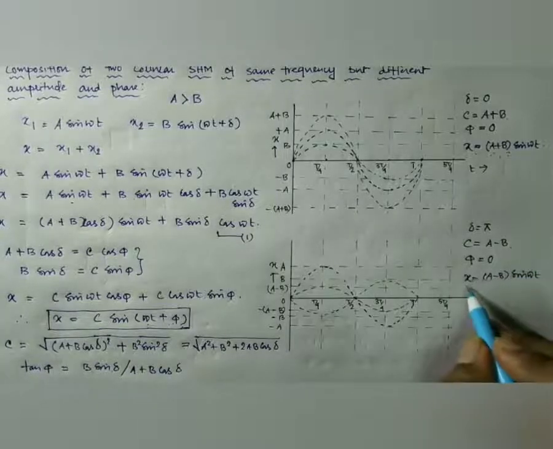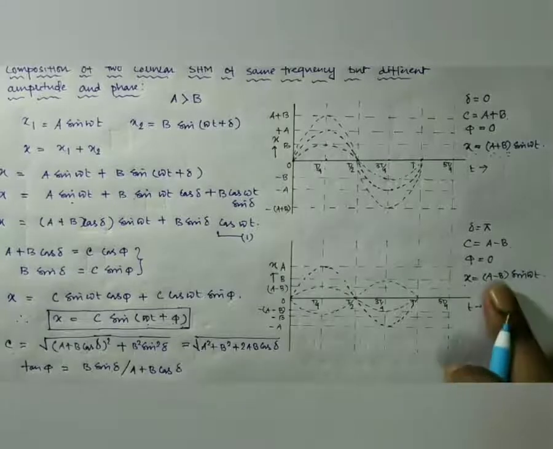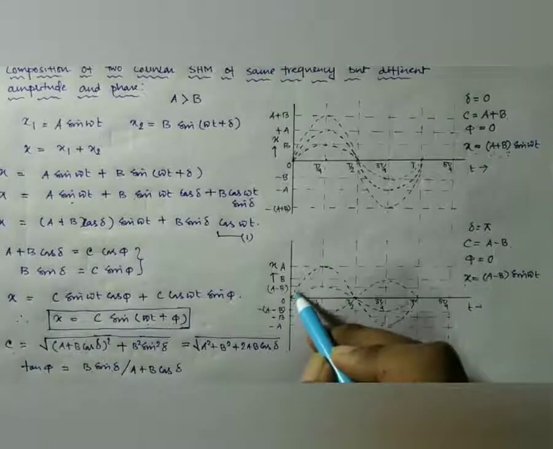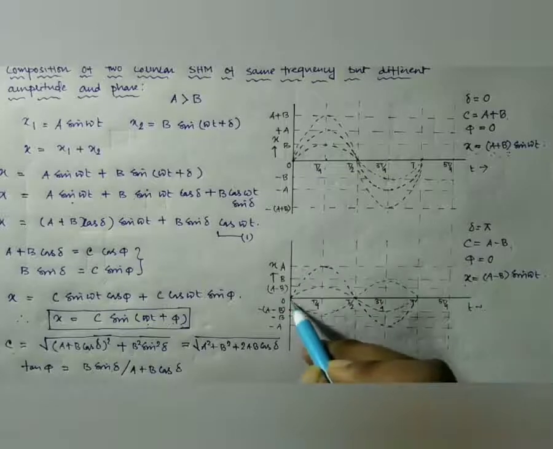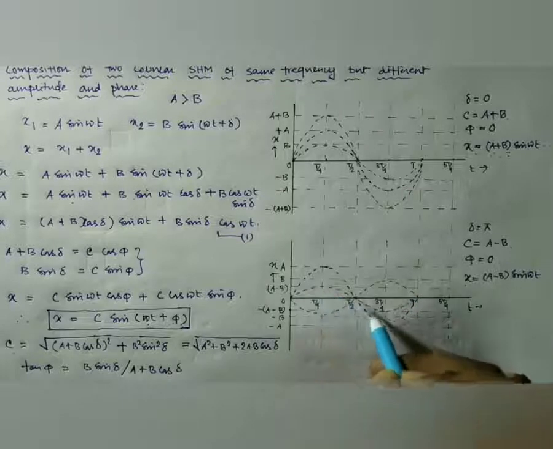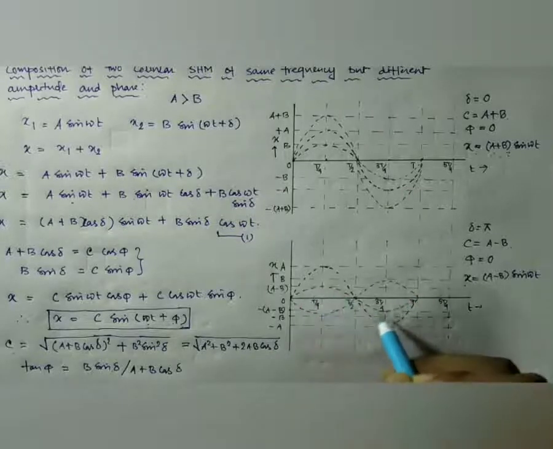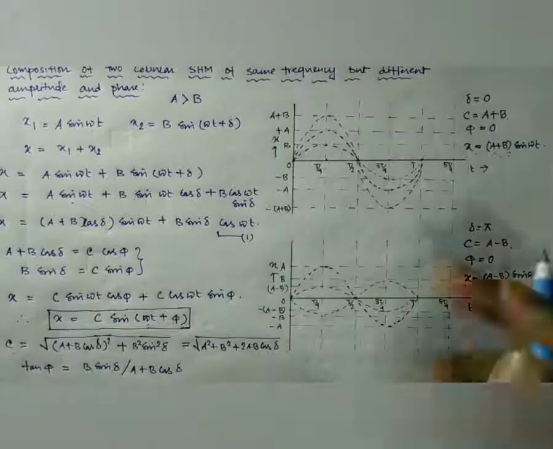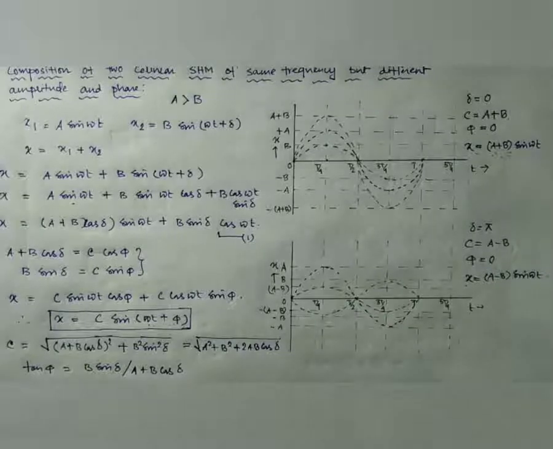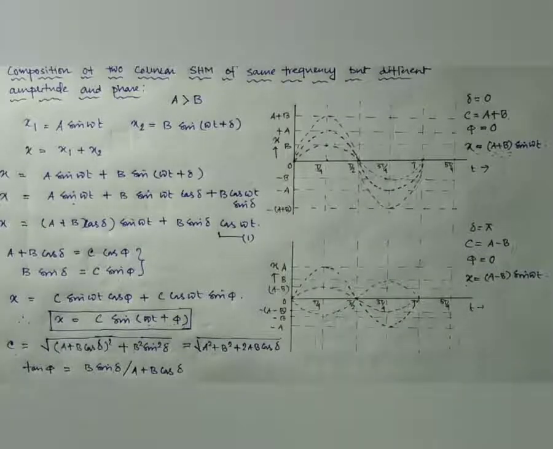Just the resultant is also a SHM, but its amplitude is a minus b, that is the difference between the amplitudes of the constituting SHMs. Look here, if it is a sin omega t and the green line gives us minus b sin omega t, then this red line is the resultant, it gives us a minus b sin omega t. So these are the two special cases when two simple harmonic motions having different amplitude and different phase but same frequency moving in the same direction are superposed with each other.